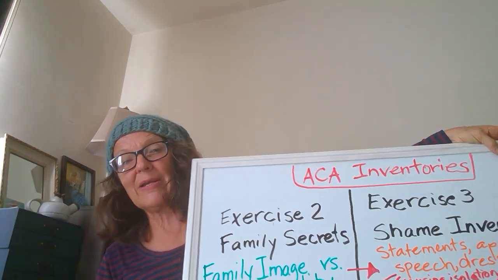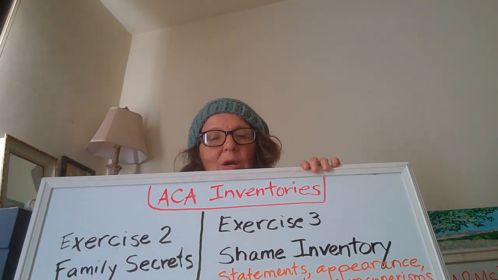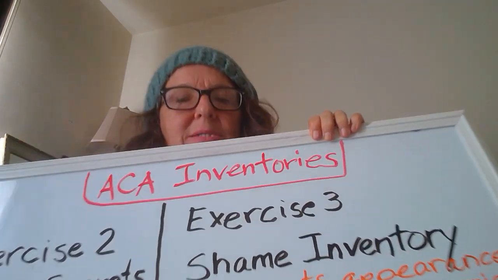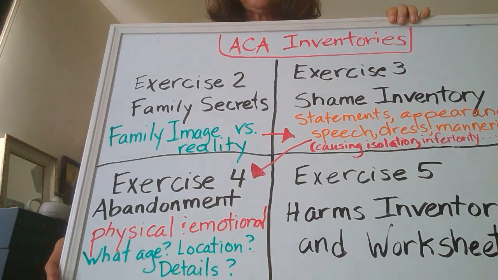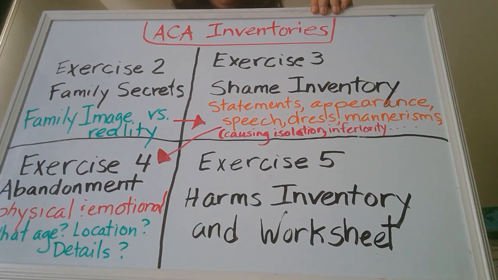So we're going to talk about exercise 2, family secrets, exercise 3, shame inventory. I'll stand up here. Exercise 4, abandonment, and exercise 5, harms inventory. The harms inventory is going to be turning the lens onto you, and that's kind of what makes it a little bit difficult and humbling.